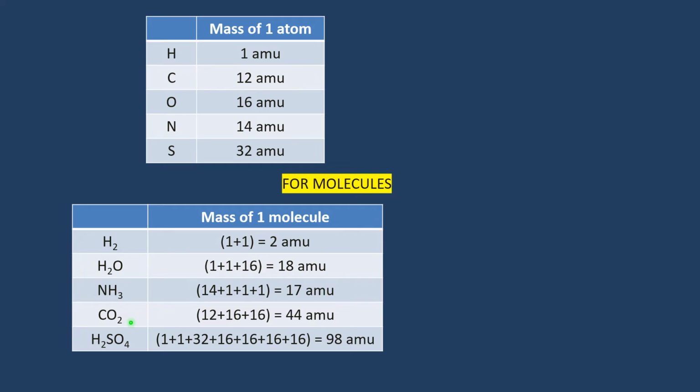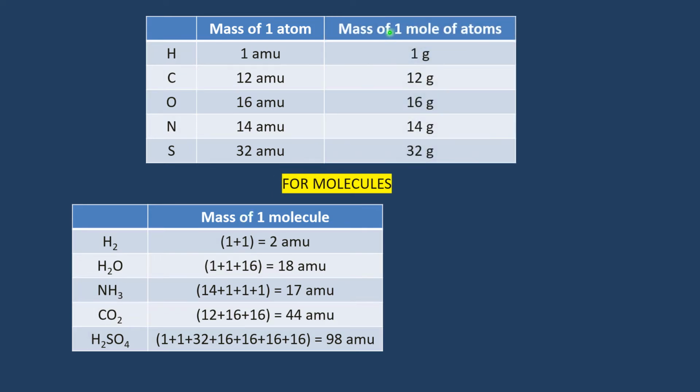One molecule of carbon dioxide is 44 AMU. One molecule of sulfuric acid is 98 AMU. If we have to tell the mass of 1 mole of atoms or the mass of 1 mole of molecules, then the same number gets expressed in grams. Example, the mass of 1 mole of hydrogen atoms is 1 gram. Observe, numerically these two are the same, just there is a unit difference.